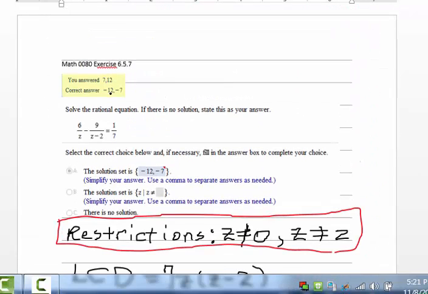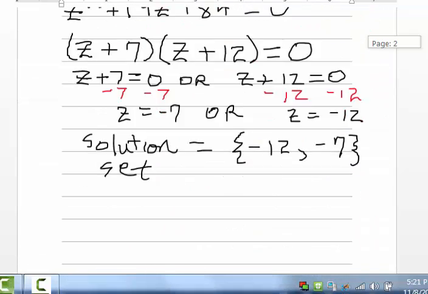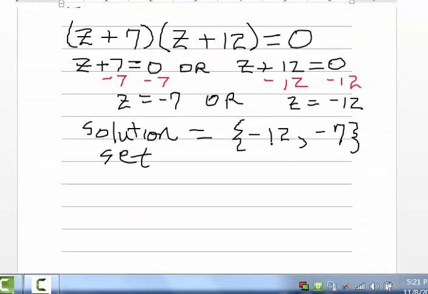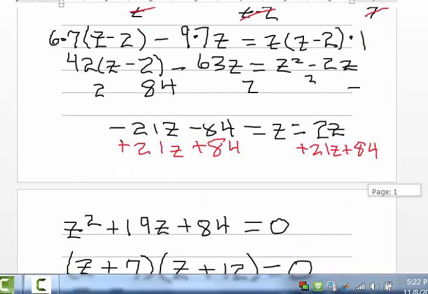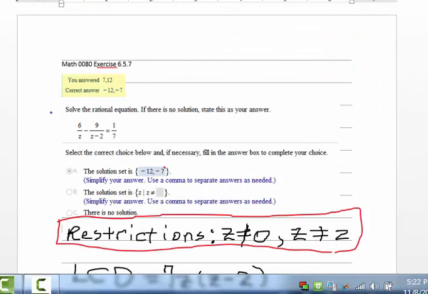And notice you answered 7, 12. The correct answer was negative 12 and negative 7. And the order doesn't matter. You could have written negative 7 and negative 12, as long as one of your solutions is negative 7 and the other is negative 12. It does not matter what order you write them in. This is not an ordered pair. It's a set. In sets, order does not matter. All right, so we have the correct answer.